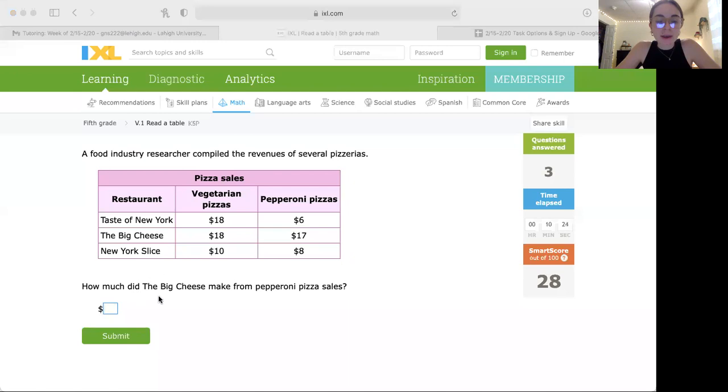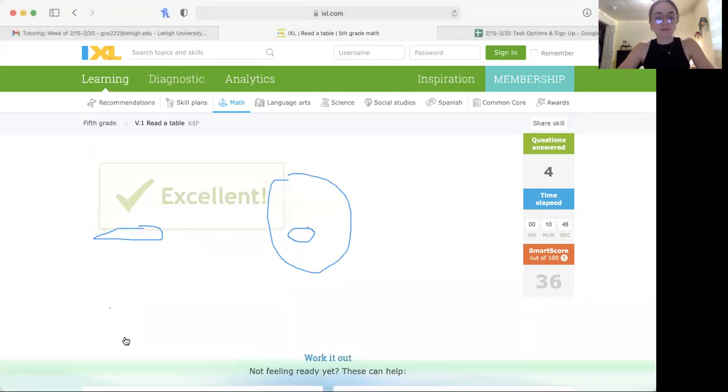How much did the Big Cheese make from pepperoni pizza sales? So we're looking at the Big Cheese, and we're looking at pepperoni pizza sales. So we want to narrow it down right here. This is the revenue of how much they made from pepperoni pizzas at the Big Cheese. So the answer is $17.